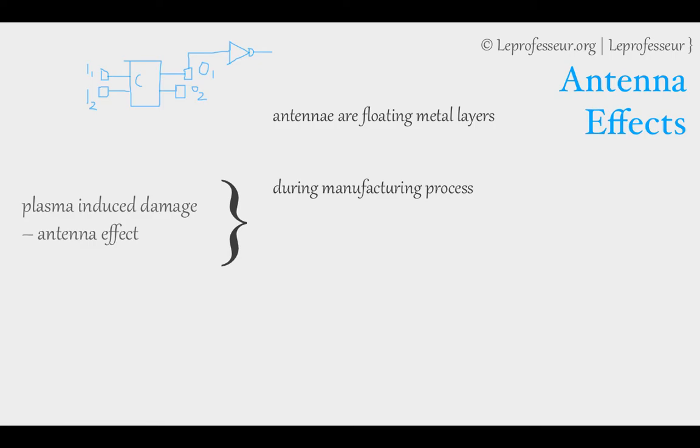And this effect comes because of the way the circuit is being manufactured. Which layers are getting affected? Poly and metal layers get affected because of antenna. And due to this antenna effect, a transistor can be permanently damaged. It will break the transistor.